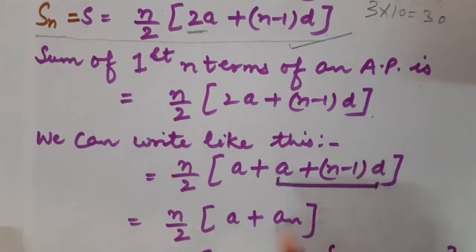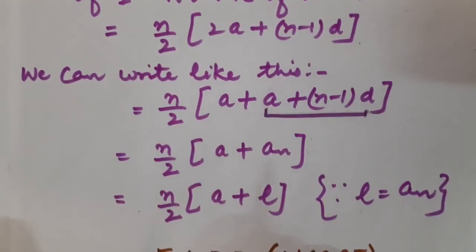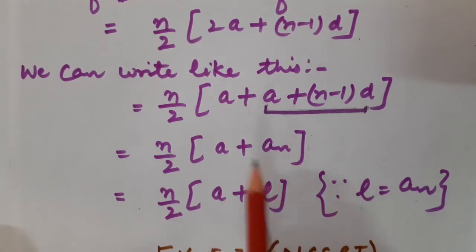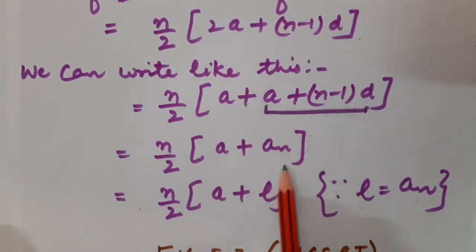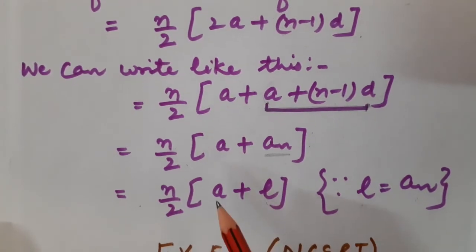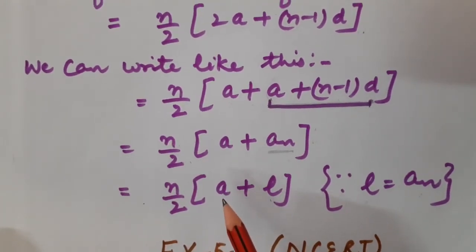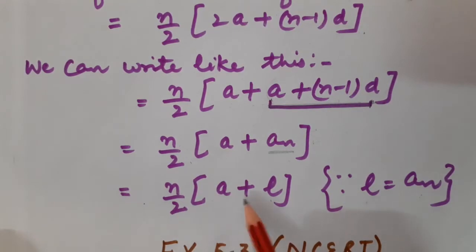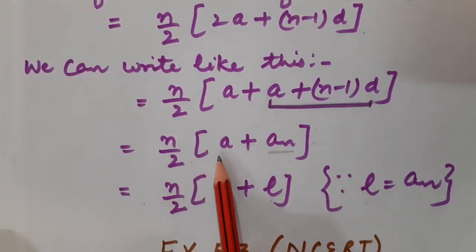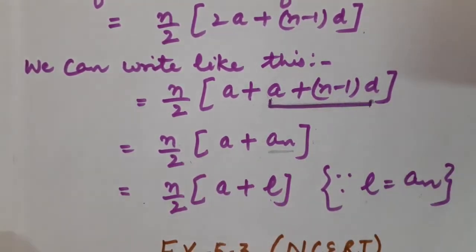A plus n minus 1 into d is nothing but the nth term of an AP, that is an. So it would become a plus an into n by 2. And an, you know children, that is the last term. So how can I write the formula in another way? It would be n by 2 into either a plus l or n by 2 into a plus an. Correct, students?